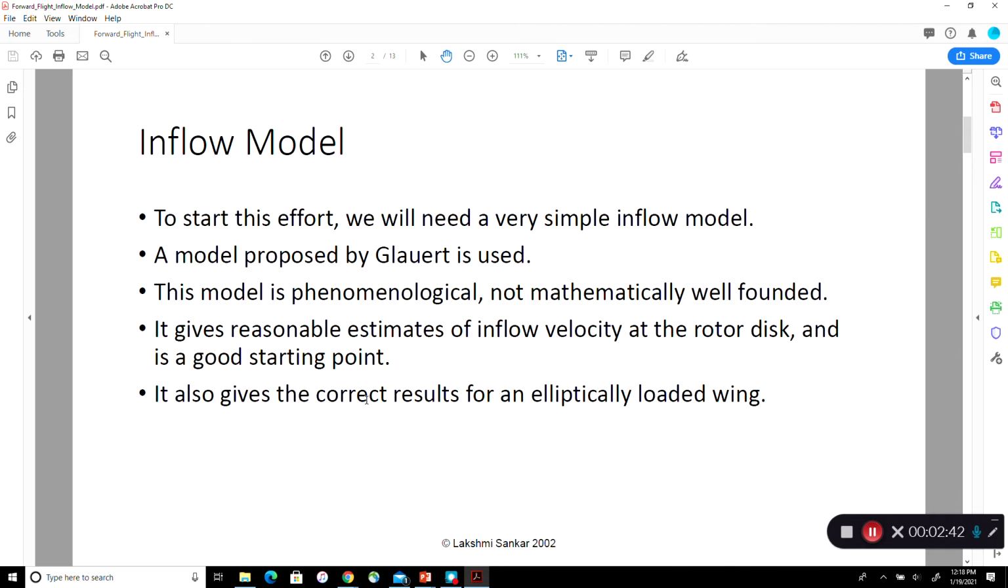It can also be applied to flow over a wing. It turns out that it gives the correct uniform inflow for an elliptically loaded wing according to Prandtl's lifting line theory. We would not rigorously prove this because it requires some knowledge of fixed wing aerodynamics, so we will just focus on the model itself in this lecture.